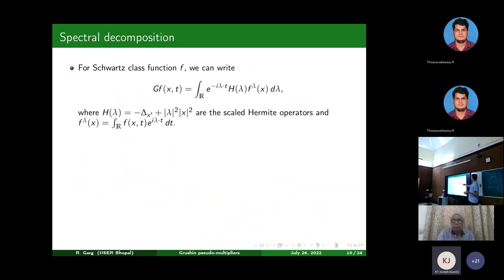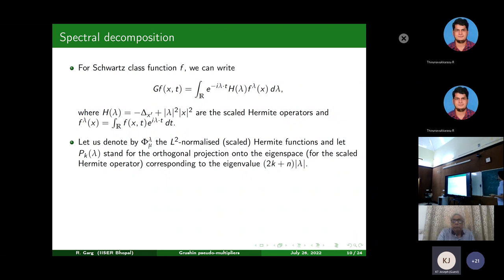Okay, so the spectral resolution is well known. For the Grushin operator, the spectral resolution is given by taking the Fourier transform in the last variable. That basically makes it a scaled Hermite operator. So that's H_lambda, F_lambda, where F_lambda for me is just the inverse Fourier transform in the last variable. So you do the inverse Fourier transform in the last variable, apply H_lambda, invert it in the last variable, and that's your Grushin operator. Knowing the explicit spectral resolution of H_lambda, we have the spectral resolution of G.